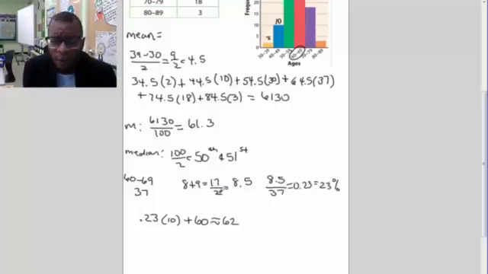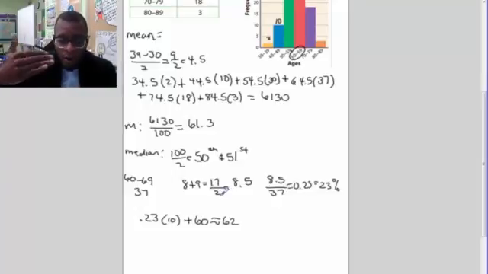Okay, and so today we've looked at how to construct a histogram and what a histogram tells us about our data set, and how we can pull certain information as far as the mean and the median and the frequency. And we also looked at the distribution of our data looking at a histogram. Okay, and so that's the end of today's lesson.